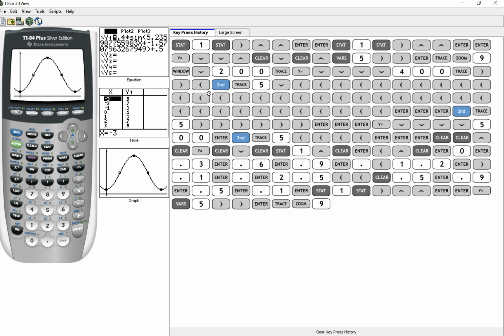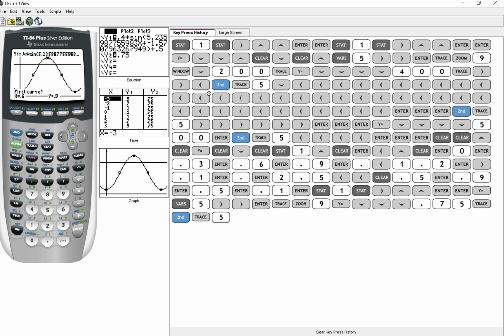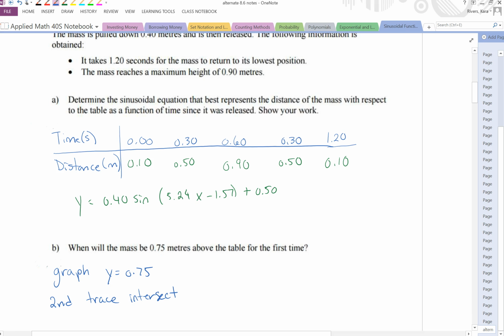Alright, now that that's in there, let's jump in again. So now we can put in the 0.75 and hit trace. There it is. And we want to know for the first time, so second trace 5. Make sure you move your cursor over so it's closer to that first point. Enter, enter, enter. And we get that that's at 0.43 seconds. So 0.43 seconds is when it's going to be 0.75 meters above the ground for the first time.